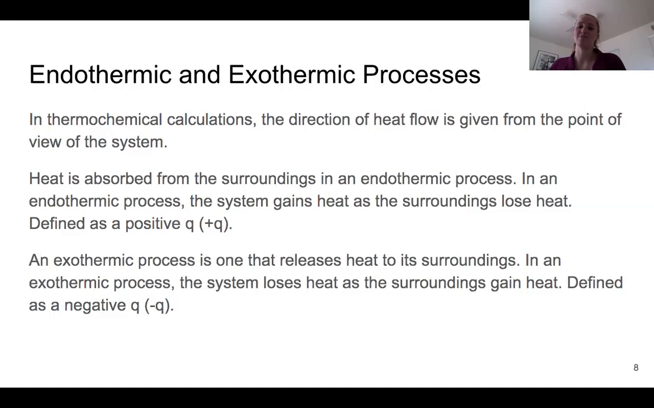So endothermic is heat going into something. It's being absorbed. Exothermic, heat is being released. It's exiting from the system, okay? So the system is losing heat, the surroundings are gaining heat, and we define this as a negative Q, right? Q means heat, so negative Q means you are losing heat, which is exactly what we see during an exothermic reaction.